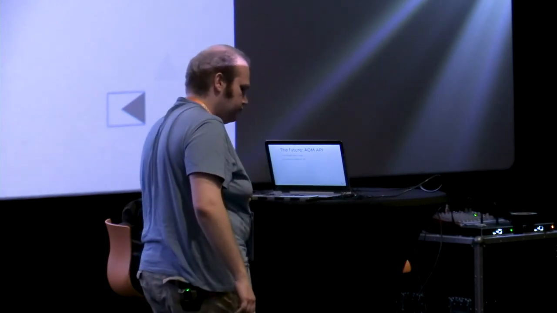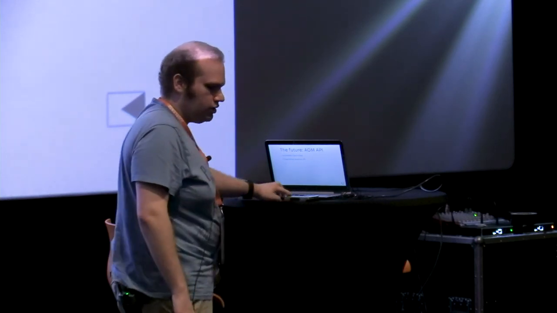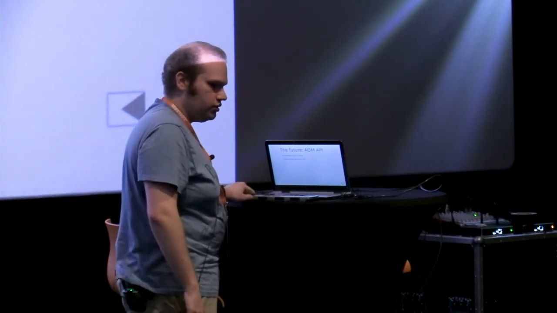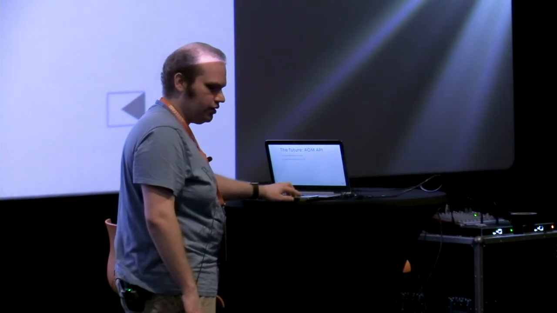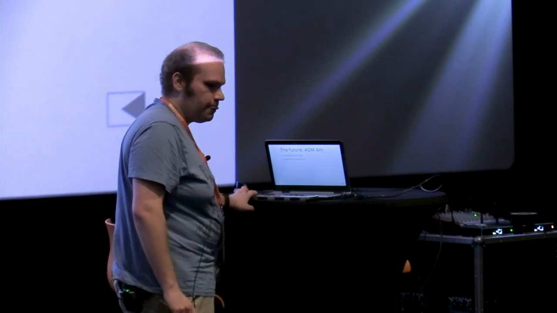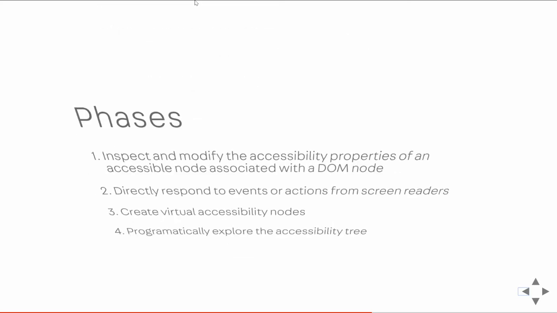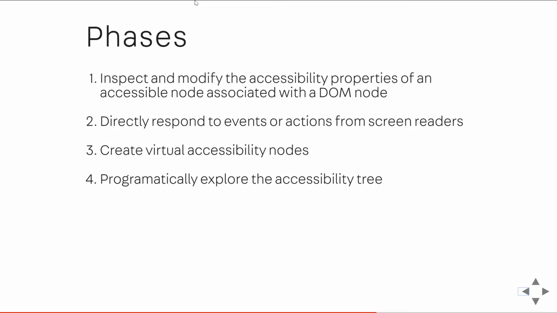What's relevant here is that there's a new API coming. It's called the Accessible Object Model. It's an experimental JavaScript API, and I would say it's very experimental because the implementations that are available are not finished and are all kind of different. And it's not really usable as of yet, but it's very interesting to have a look in the future and see what we can do with it soon.